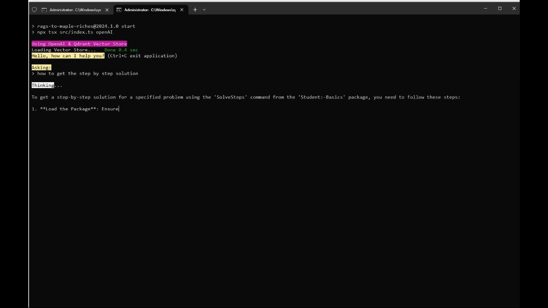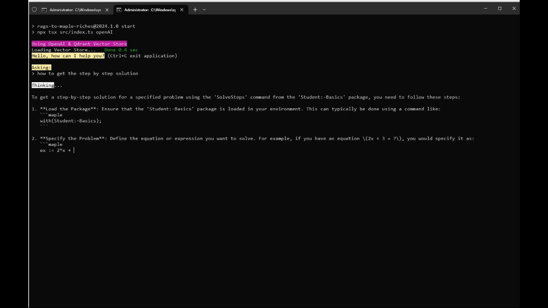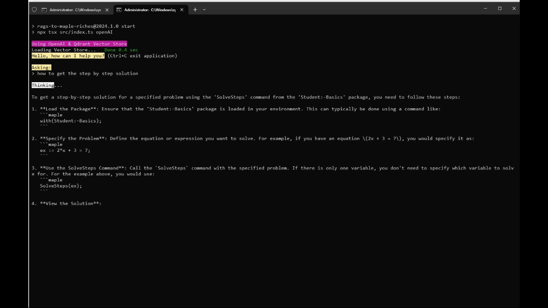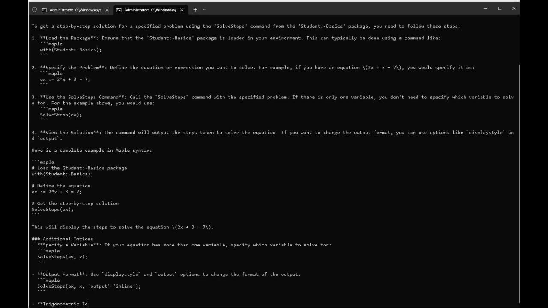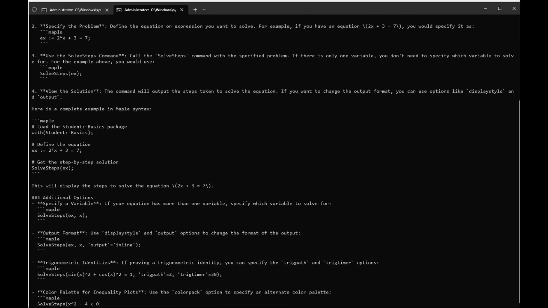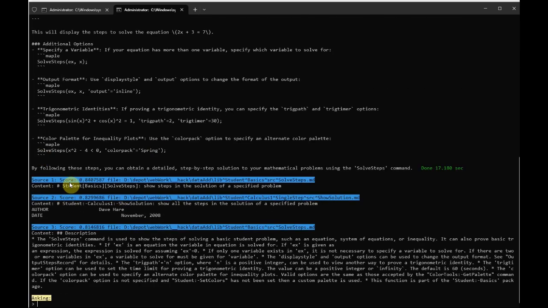And the response that we're going to get back is coming from our help data that has been pre-processed. So we're seeing the same sort of output that we saw earlier, explaining how to use solve steps and all that other stuff. But now we can also get additional information as to where this information came from. And we can see that the top three scoring documents that were used to populate the response came from this Student Basics Solve Steps document, the Student Calculus 1 Single Step, and this one here, Student Basics Solve Steps again.